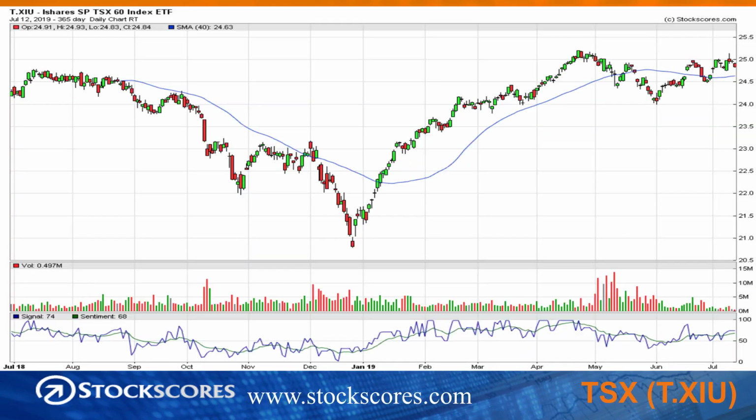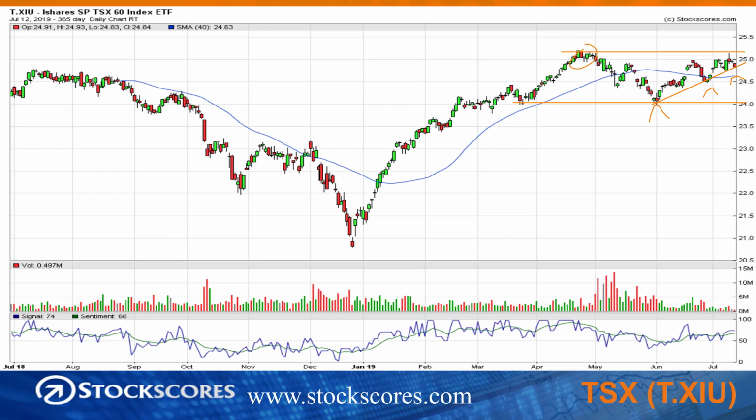Canadian markets. Here's the short-term chart. You can see it is underperforming the US. While the US is moving up nicely, the Canadian market is stuck in this sideways trading range. We do have some optimism building. We can say that because there are rising bottoms on the chart. That is a sign of optimism.